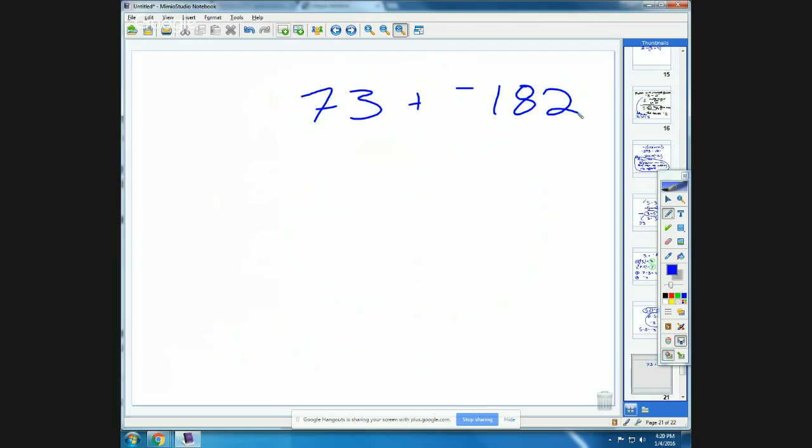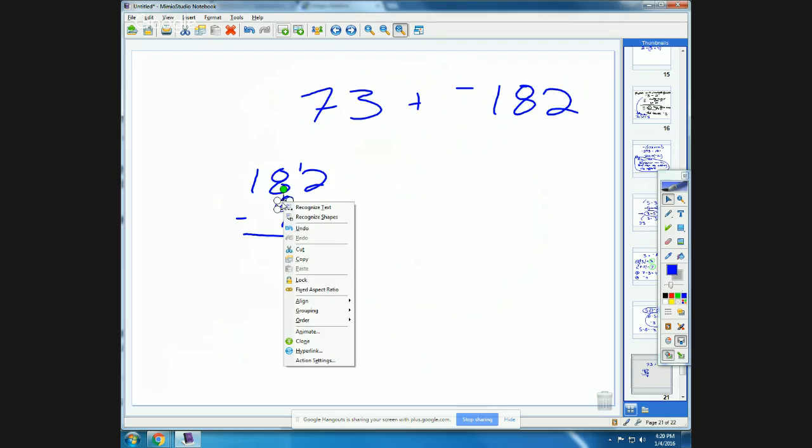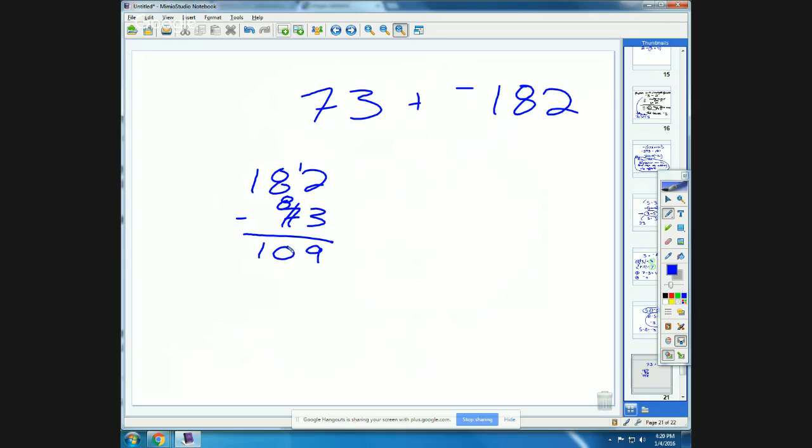Negative 109. Answer. 109? Sorta, kinda? Negative 109, yeah, I gotta give it the right sign. But really, I got a subtraction to make that happen.